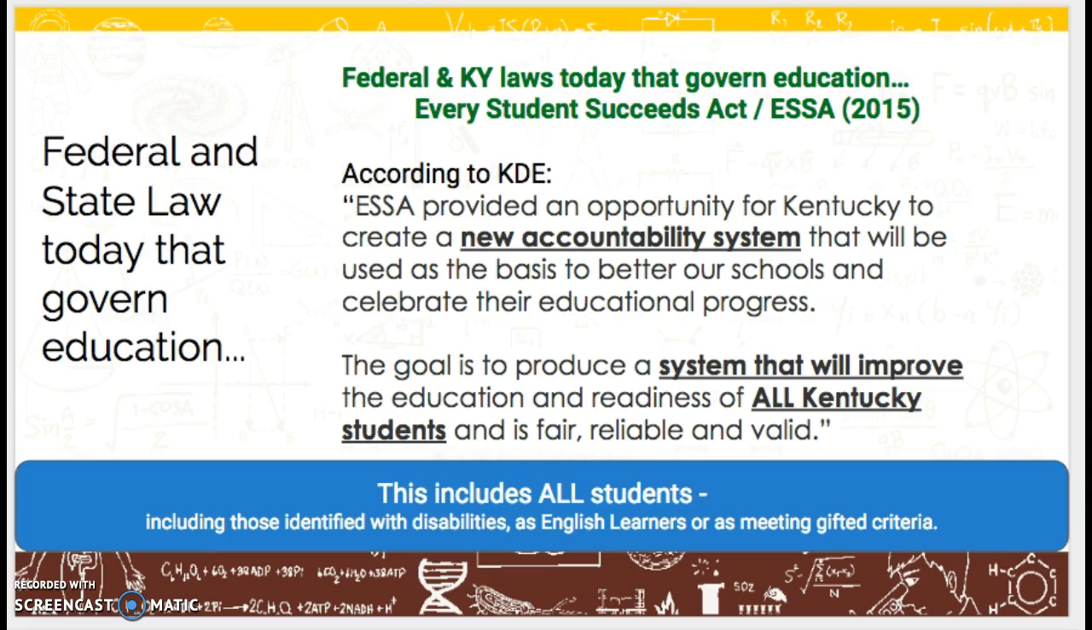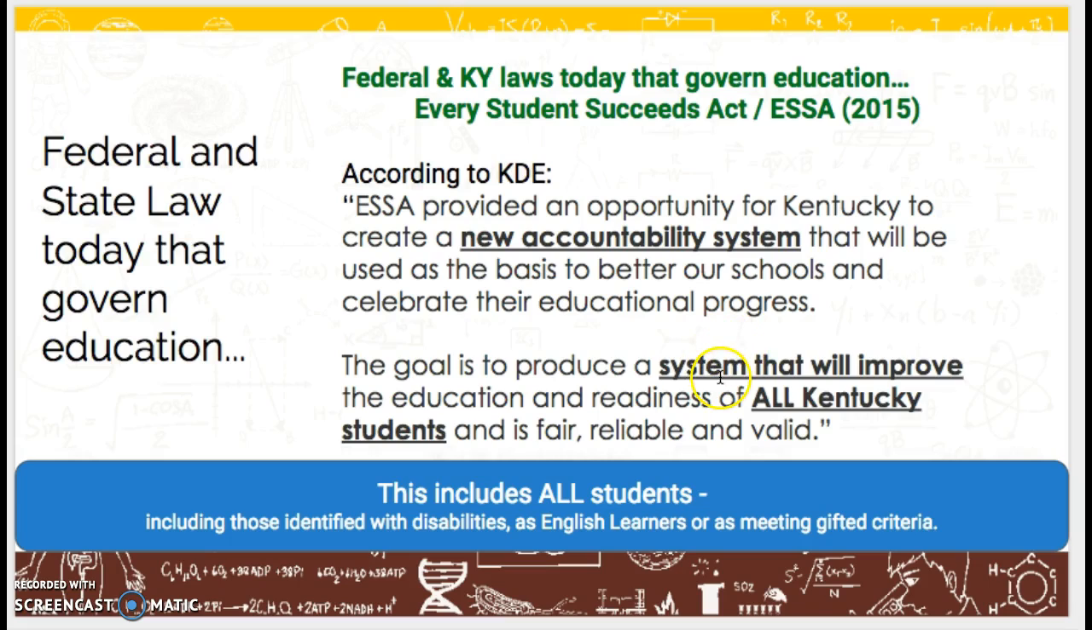There are two laws that we look at primarily, and the federal laws are the Individuals with Disabilities Education Act, or IDEA, and also the Every Student Succeeds Act. So according to KDE, if we have a student that is not meeting expectations for that age or grade level, then we are looking at the ESSA requirements, which is an opportunity for every student to succeed, and we have an accountability system that we used.